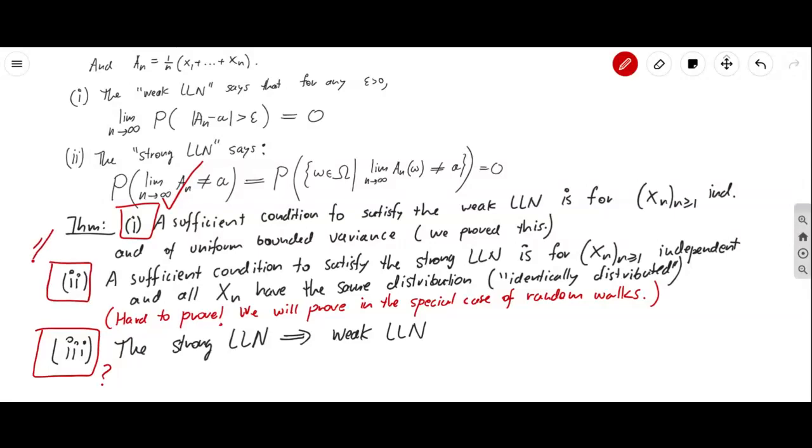By half of a proof, what I mean is, instead of proving it in the most general possible way, which is the way it's presented over here, we'll prove it in the special case where this is a sequence of independent coin flips, which is what we're doing with random walks. So that's going to be our plan. So we start with part three.